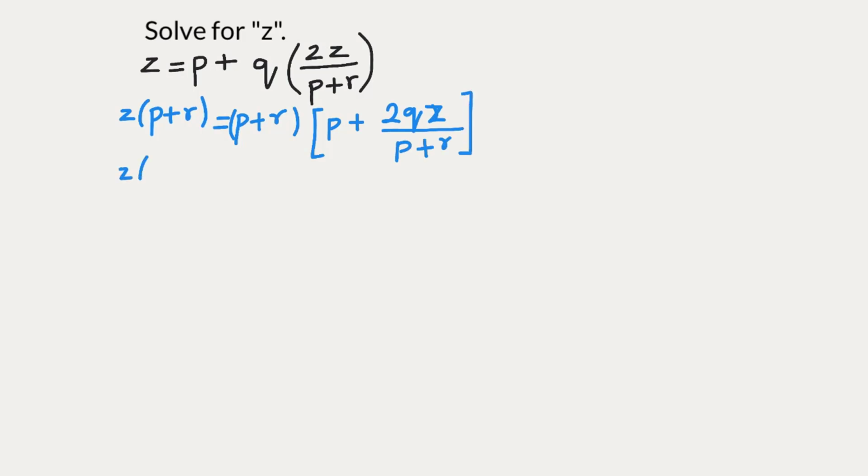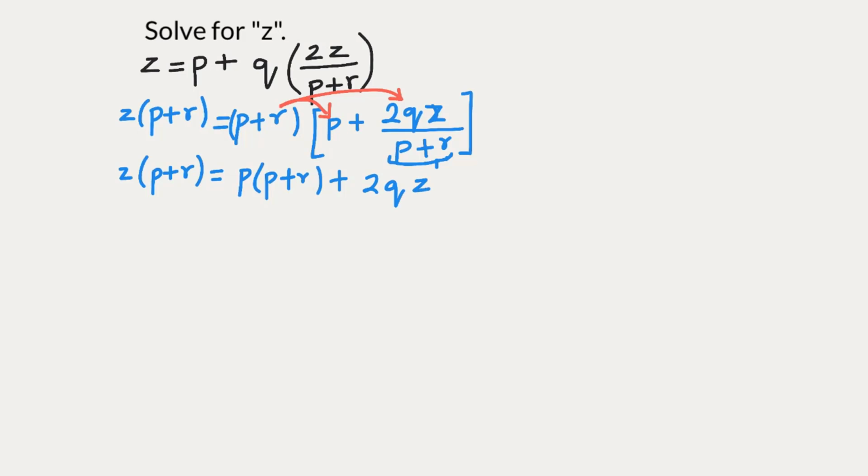We will leave the left hand side as it is, z times p plus r equals, and we will distribute on the right hand side p plus r times p and then p plus r times the second term. This simplifies to p times p plus r plus, because p plus r is present in the denominator in the second term here, it just simplifies to 2qz.